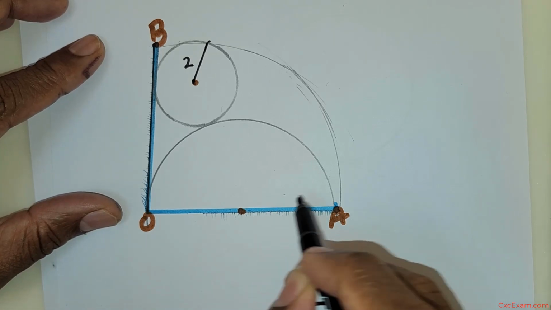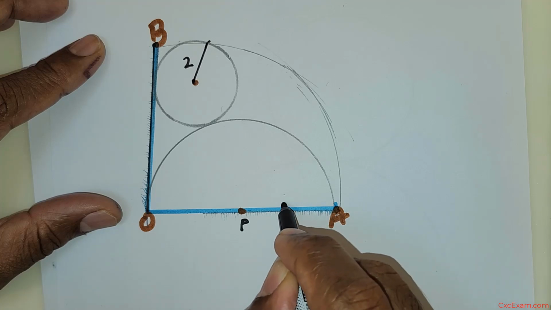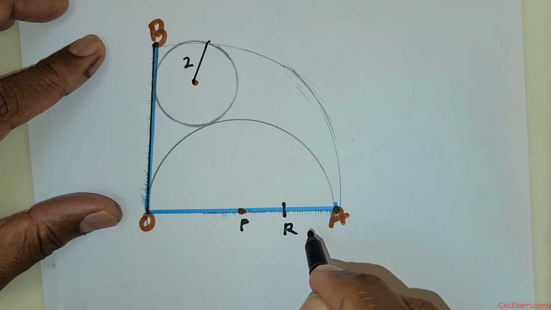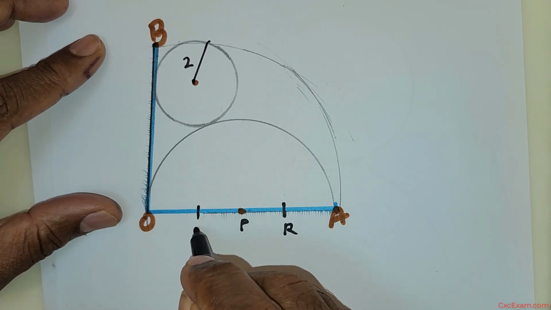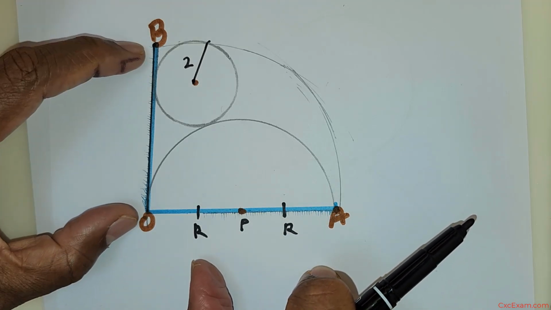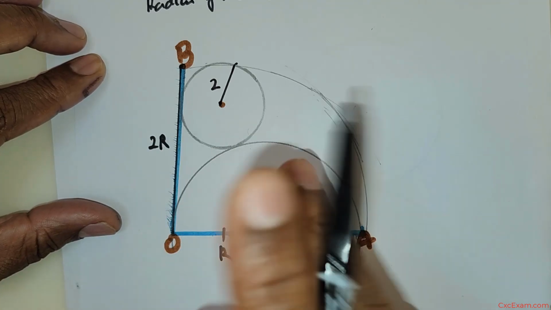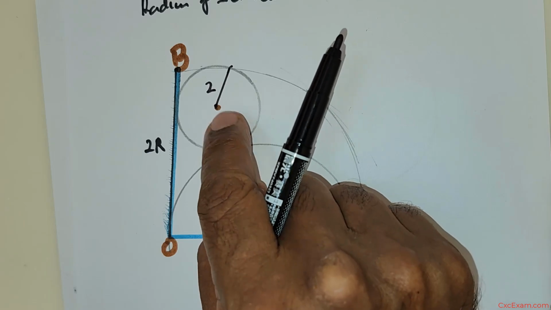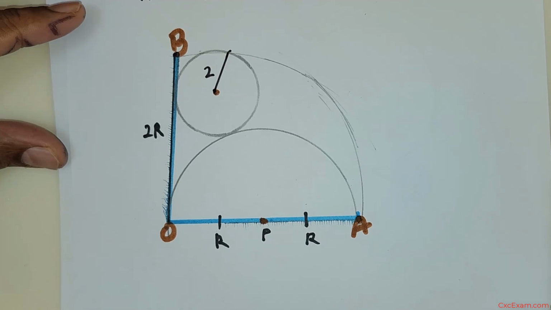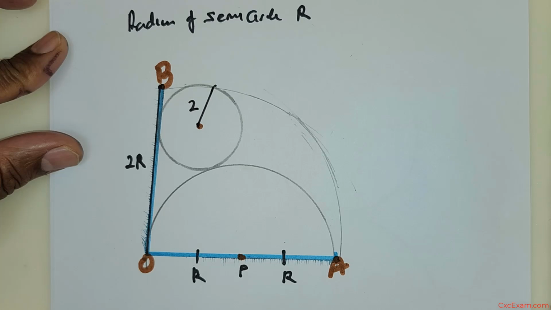So foremost, let me take this point as P and the radius to be equal to say R. So this is obviously going to be equal to R. So the diameter is 2R. So that means the radius for the quadrant is going to be 2 times R. We are given the smaller circle's radius to be 2 units. Okay, so that is the first step in this problem.